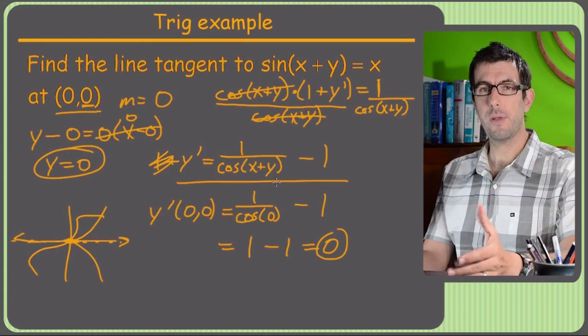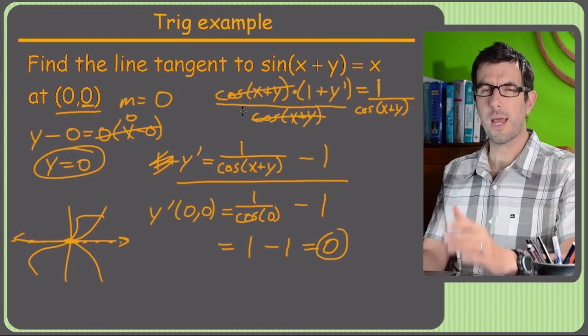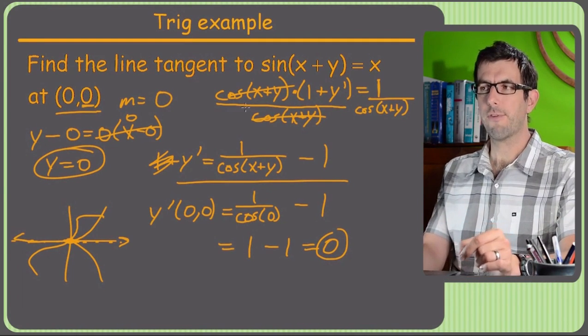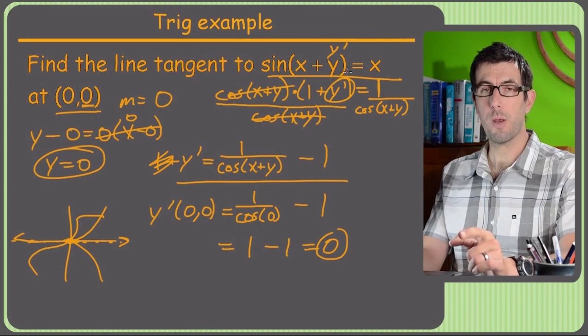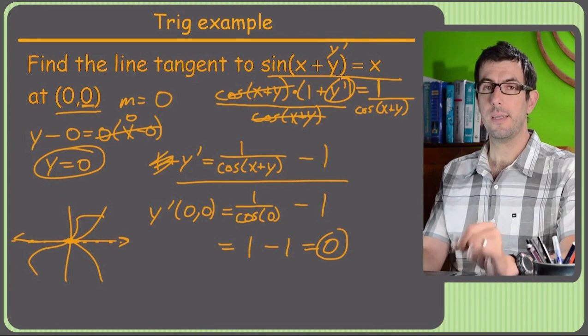Pretty complicated, pretty annoying, but you just gotta really, really, really be careful. For every y that's in the original problem, you're gonna get a y prime out of it. And that is the mistake you don't wanna make with implicit differentiation.